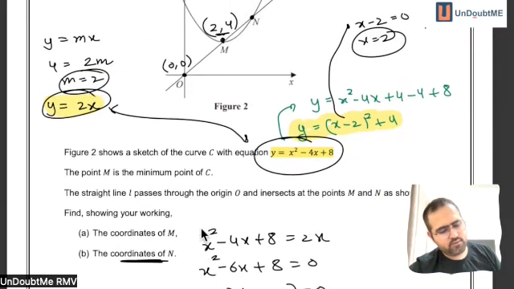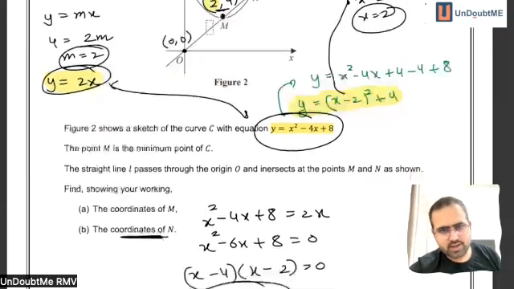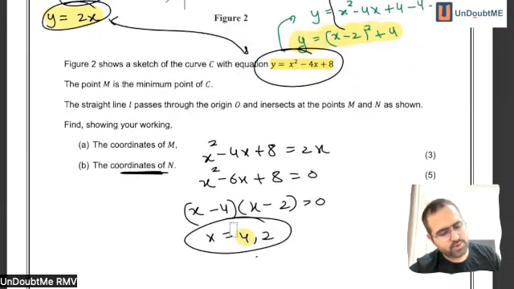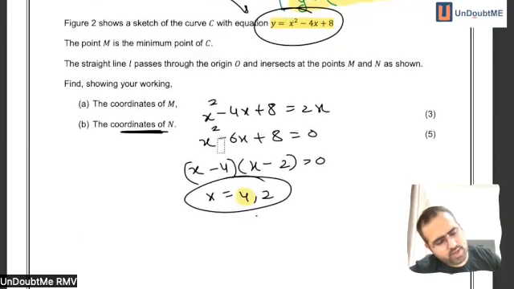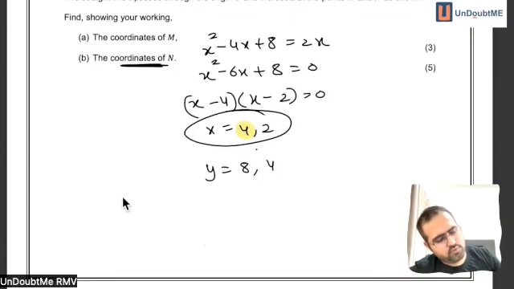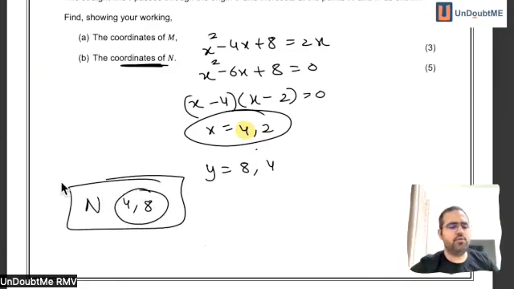As I told you, one of the values will be for sure this only. So you can see that I got 2 again. The other value is 4, which is quite logical because N is after M, so the x value should be more than 2. This x value I can put over here and I'll get the corresponding y value. So y value will be 4 times 2, which is 8. So 4 comma 8 is the required coordinate of N. 2 comma 4 was earlier obtained, so you need not write that again.